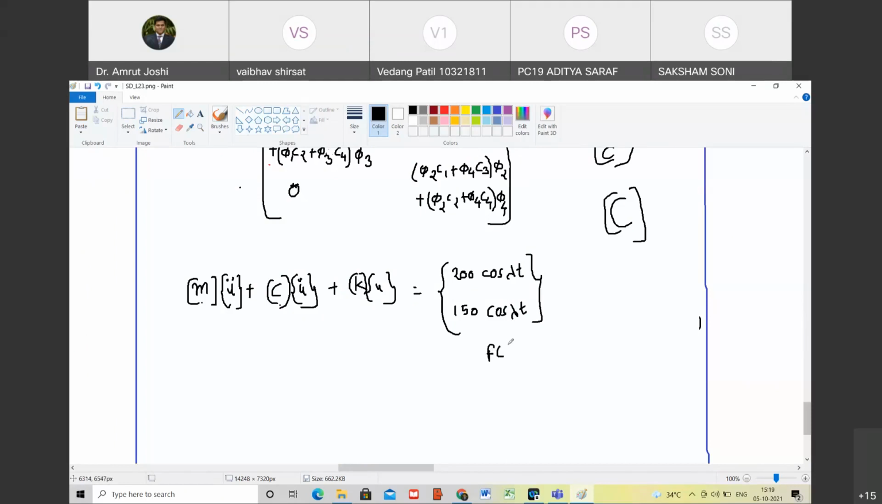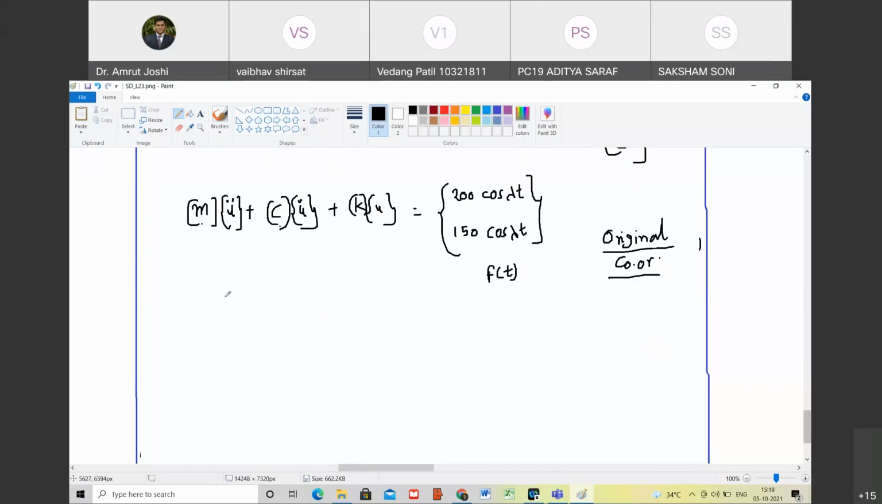This is f of t. This is in the original coordinate system. Happy? Now I apply a transformation. What is the transformation I apply? The transformation that I apply is u is equal to phi times z.